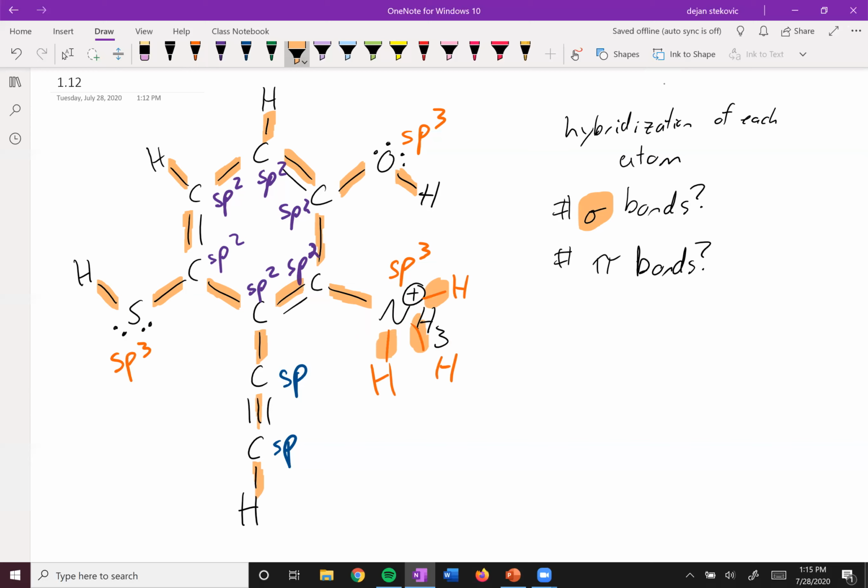So be careful when these formulas are condensed. That can trick you up. And so there's 19 sigma bonds, and then pi bonds. Pi bonds are going to be the second and third out of the double and triple bonds, right? So we've got a double bond right here, so that's 1, another 1, 2, 3, and then this triple bond has 2 pi bonds, so that's number 4 and number 5 for a total of 5 pi bonds. So be able to look at a molecule, identify the hybridization of each atom, identify how many sigma bonds and how many pi bonds.